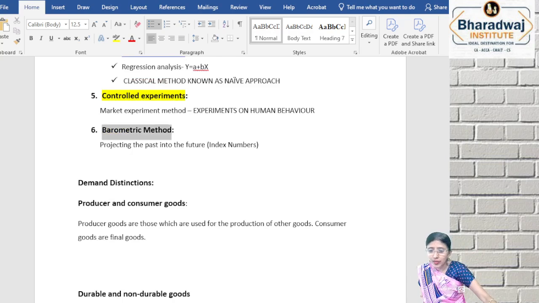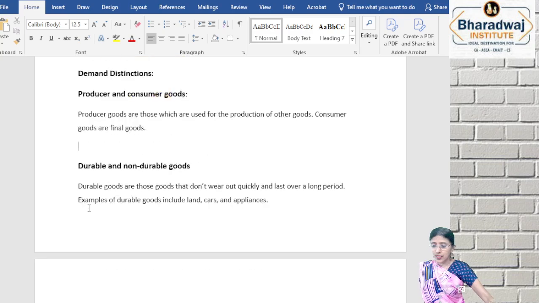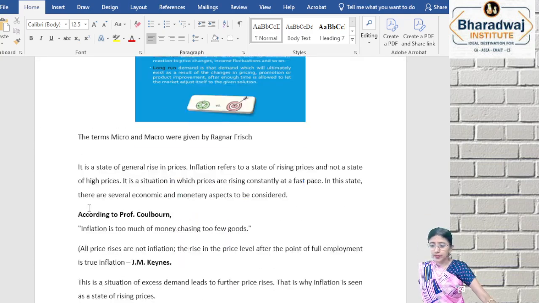And the last method is the index number, or barometric method. Very important. It projects the past into the future. In statistics, we use the term index method; we also call it the barometric method. So with this, what are these methods of demand forecasting? That is over. This segment is easy. I only added it for you. It's very easy.